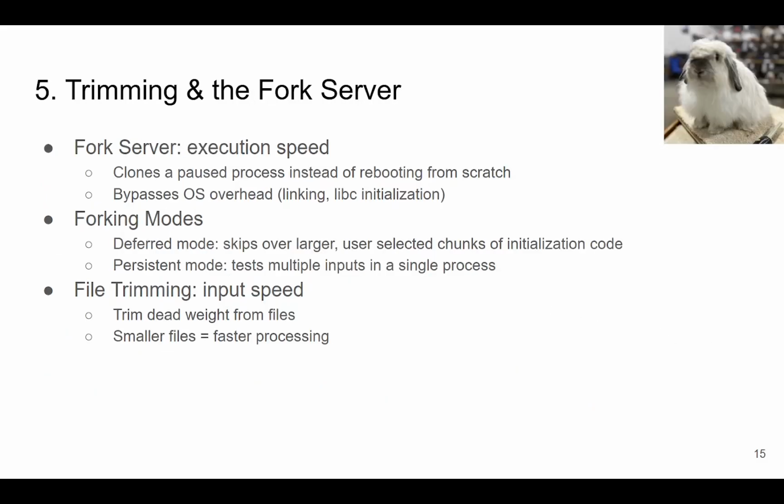So moving on to trimming and the fork server. Starting a target program from scratch thousands of times a second is very, very slow due to the overhead from the operating system. And so AFL bypasses this by using a fork server. It'll boot the program once, pause it, and then use a copy-on-write mechanism to clone that paused state for every new test, giving it a lot of performance gain.